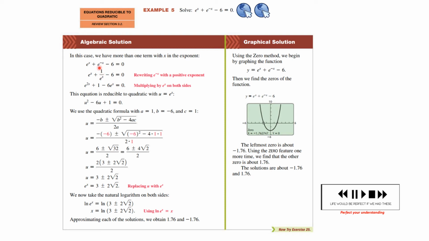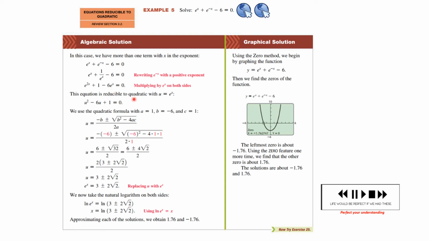The algebra is a little more complicated. What we're going to do is realize that this e to the minus x is 1 over e to the x. And then we're going to get a common denominator. The common denominator is going to be e to the x. So I multiply top and bottom here by e to the x to get e to the 2x. I'm multiplying all the way through by e to the x. And then here I multiply by e to the x, and I get minus 6e to the x.